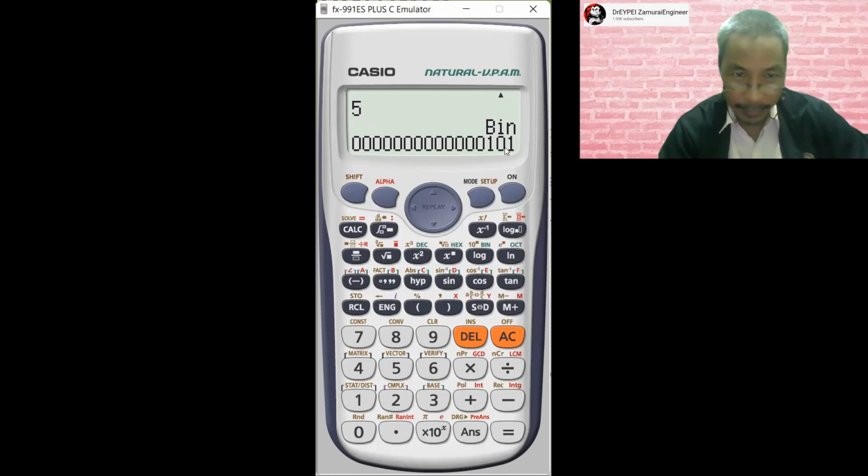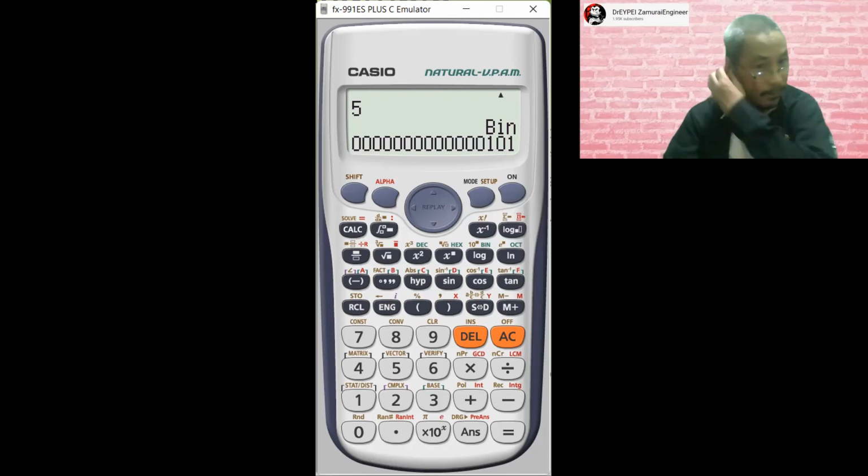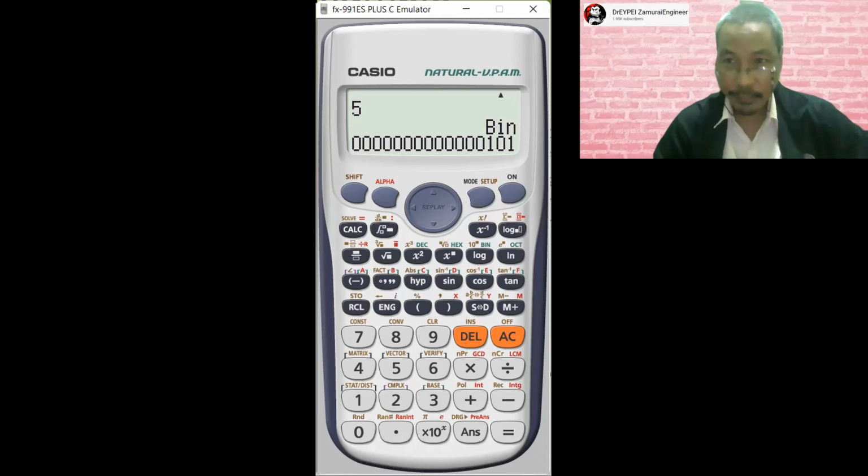Look, 101. Okay? The leading 0s do not have any value because these are all 0. So the only digits that matter are 101. So 5 is 101. Okay? Take note. So let us learn to use the calculator. Very important. You have to know and be familiar with your own calculator. So I am also familiarizing myself with what? Calculator application. This is not a real calculator.